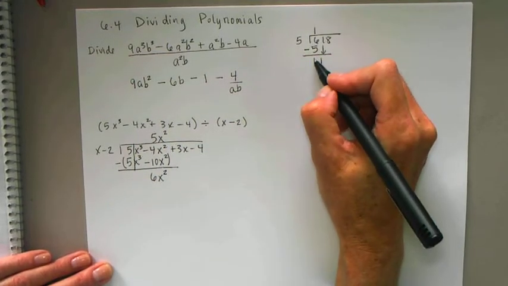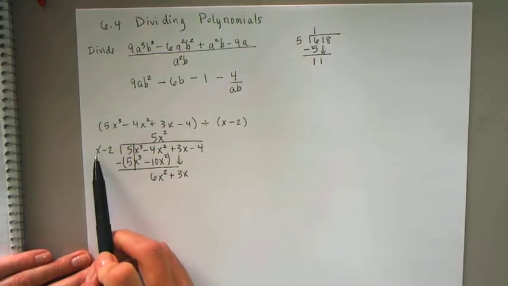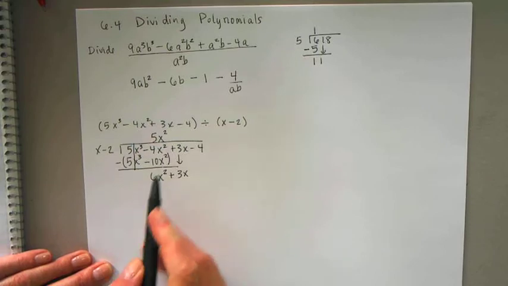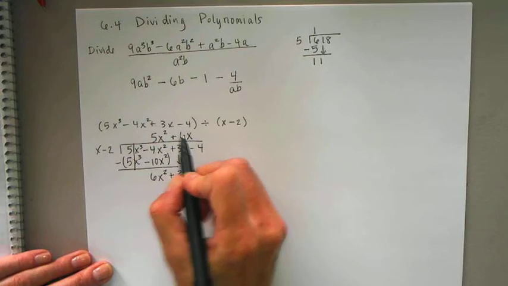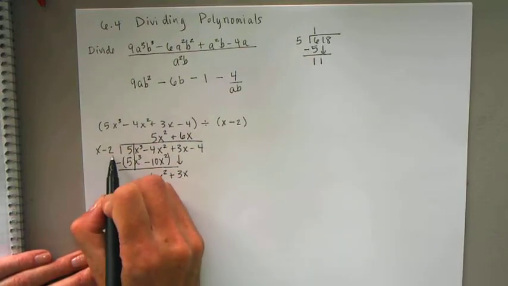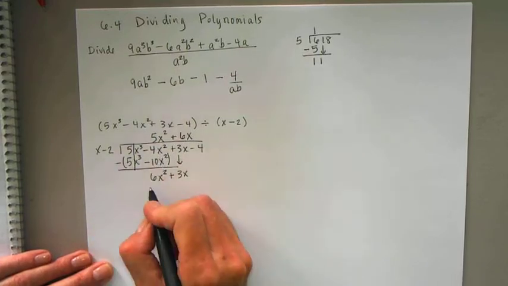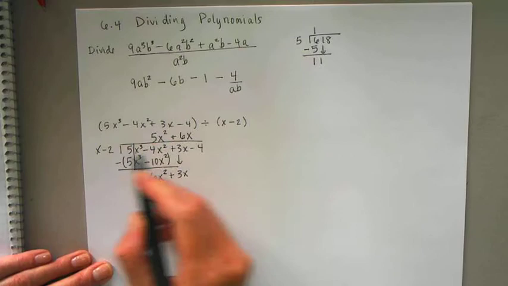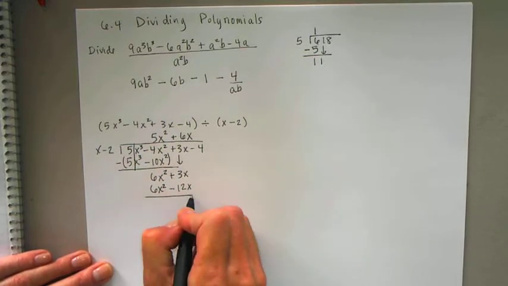Then, after we subtracted, we pulled down the next thing that comes with it. Now I go, what times x is 6x squared? And I know I have to multiply by a positive 6. Whatever you put right there, you multiply by this whole binomial. So I go 6x times x is 6x squared. And 6x times negative 2 is negative 12x. And now, this is what I like to do.